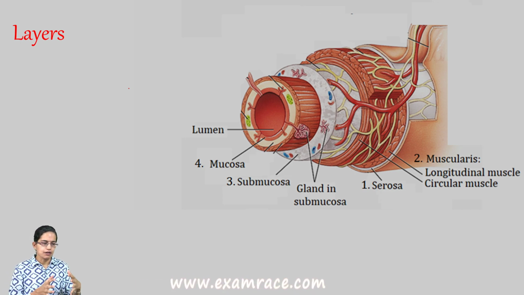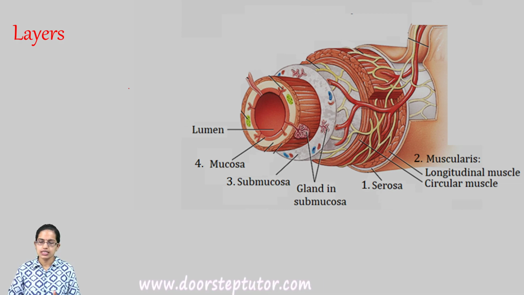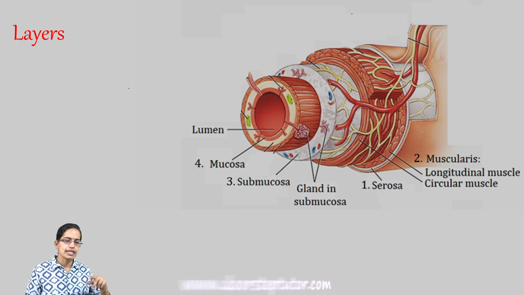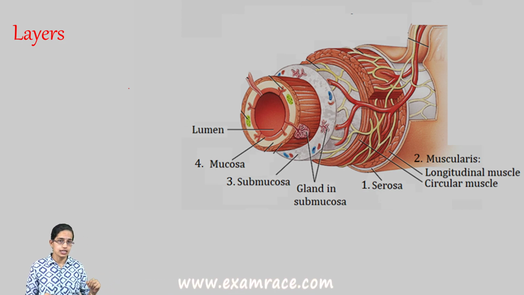The third is submucosa. Submucosa has presence of blood, nerves and lymph section. And finally mucosa, which has the villi. Now the idea of the villi is to increase the surface area for the absorption.